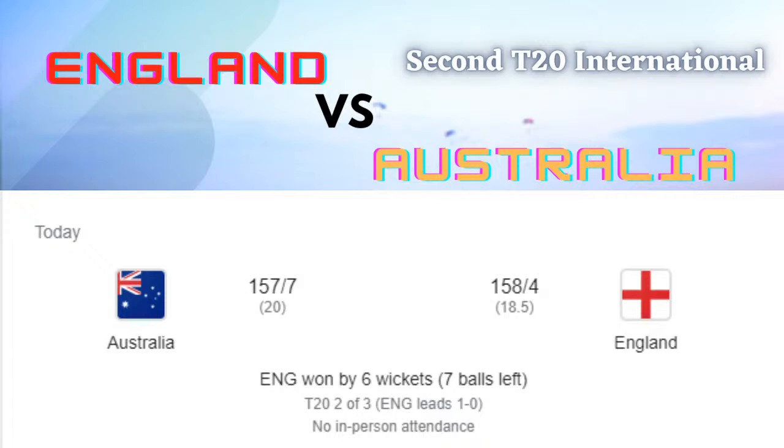So another win for England. They win the series 2-0 with one more match to go. This is a 3-match T20 international series, and a very good bowling effort followed by very good batting by England. A very good match from both the teams, but England were better and they won the match.